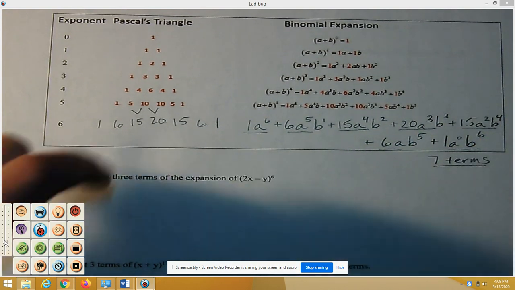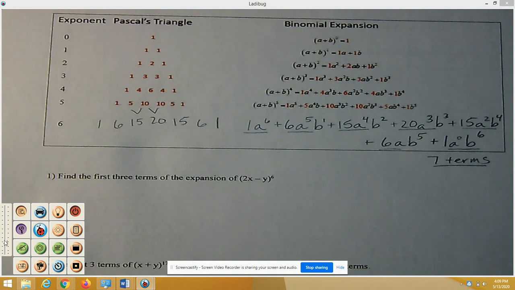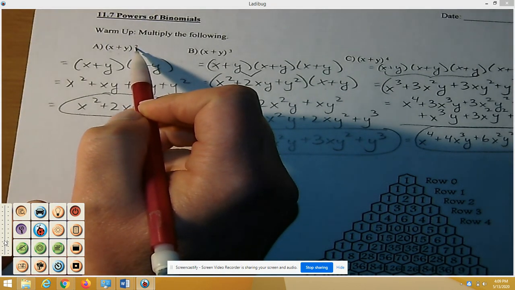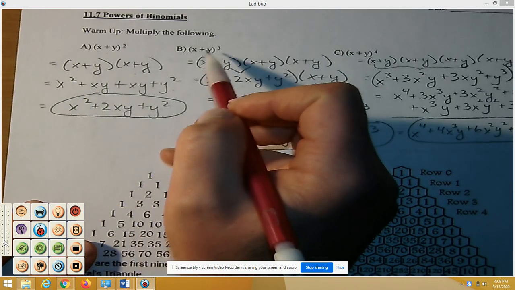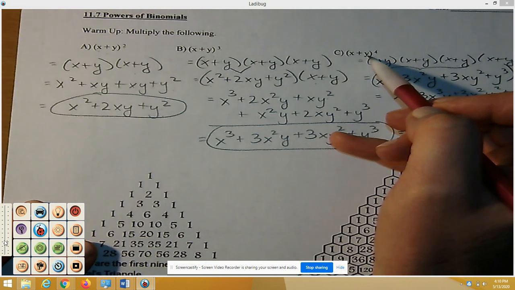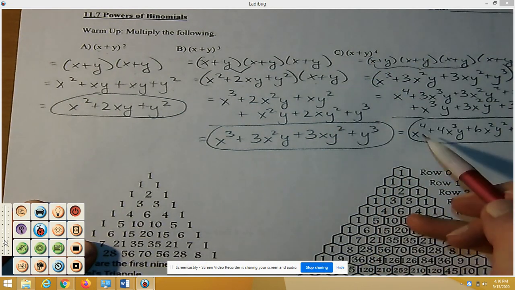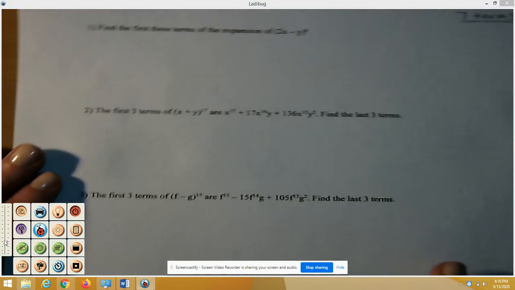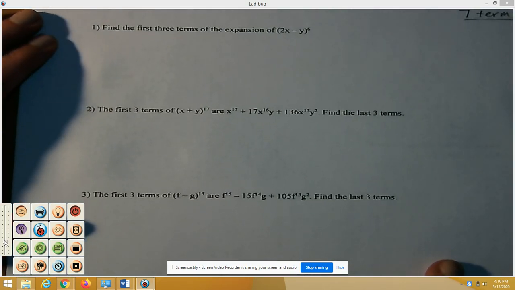So I have one more term than the row number, and that was true over here. So when x plus y is to the 2nd, there are 3 terms. If x plus y is to the 3rd, I get 4 terms. X plus y to the 4th, I get 5 terms. 1, 2, 3, 4, 5. And that's another pattern that you will see. Okay, so we're going to do 3 examples right now.